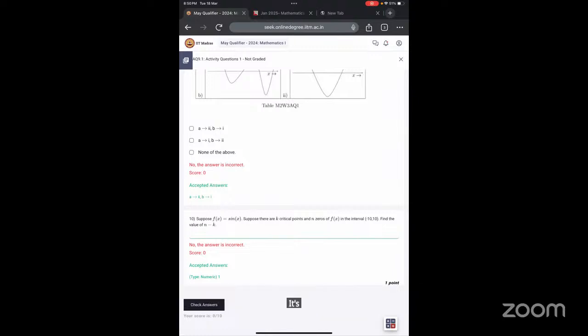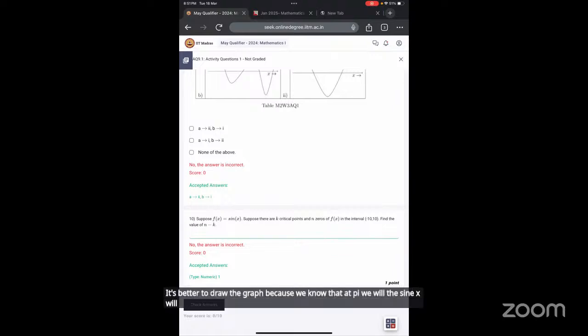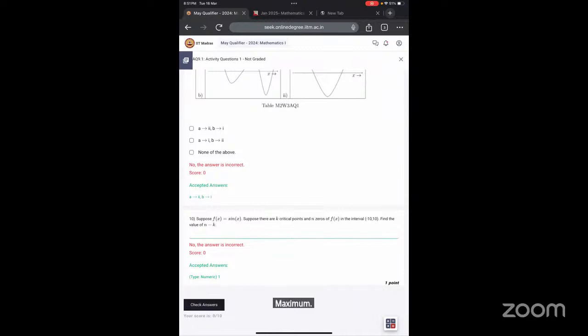We know that at pi, sin x will intersect the x-axis, and at odd multiples of pi by 2, cos x will intersect the x-axis. So we can draw the graph. Minimum. Yes, correct. That is also a good approach, and you can also do it in this way.